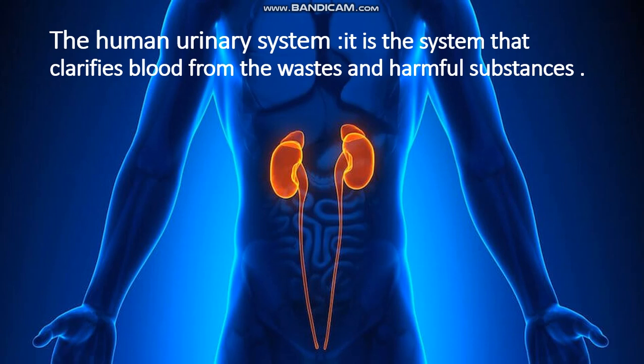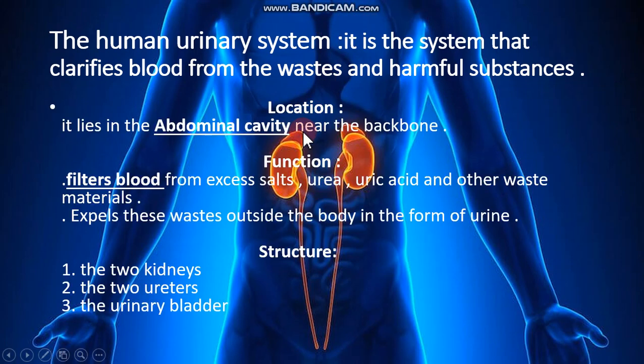So, the human urinary system is the system that cleans blood from the wastes and harmful substances and gets the harmful substances out of the body. Its location is in the abdominal cavity, not in the chest cavity, near the backbone. Its function is to filter the blood from excess salt, urea, uric acid, and other waste materials, and expel these wastes outside the body in the form of urine.